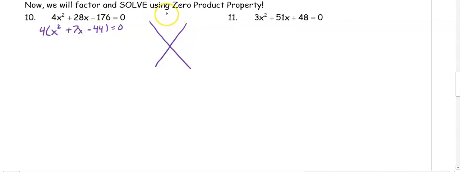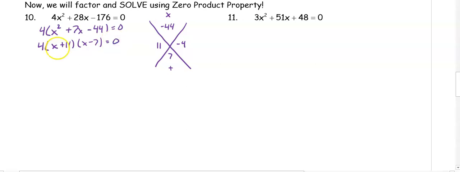Then we want to factor like we were. So what are two numbers that multiply to negative 44 but add to 7? Because we're multiplying to a negative number, that means we want one of each sign, but we're adding to 7, so we want our bigger number to be positive. So we would have 11 and negative 4. So we get 4 times x plus 11 times x minus 7 equals 0.